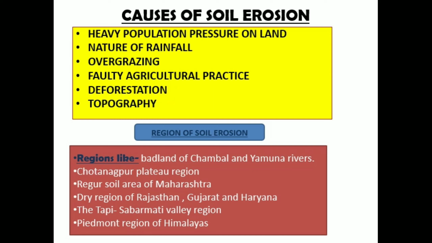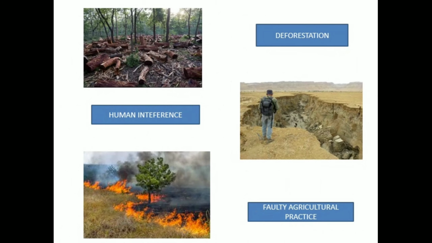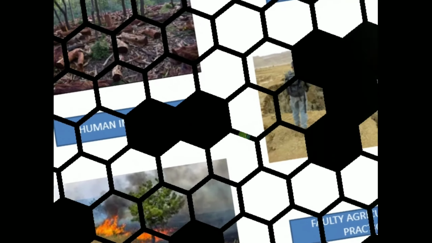Regions of soil erosion: regions like badland of Chambal and Yamuna rivers, Chotanagpur Plateau region, Regur soil area of Maharashtra, dry region of Rajasthan, Gujarat and Haryana, the Tapi Sabarmati Valley region, Piedmont region of Himalayas. These are some examples of soil erosion like human interference, deforestation, faulty agricultural practice.